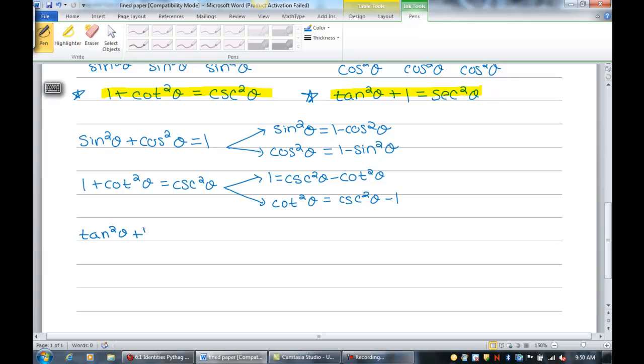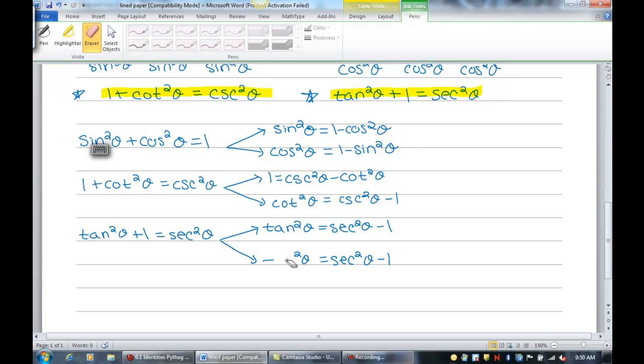Tangent squared theta plus 1 equals secant squared theta. And we can solve for tangent squared theta by subtracting the 1. So tangent squared theta equals secant squared theta minus 1. And that's one that will actually pop up quite often. Oops, I just did the same one twice, didn't I? Sorry about that. Let's try that again. Okay, let's solve for 1. 1 equals secant squared theta minus tangent squared theta. Sorry about that.